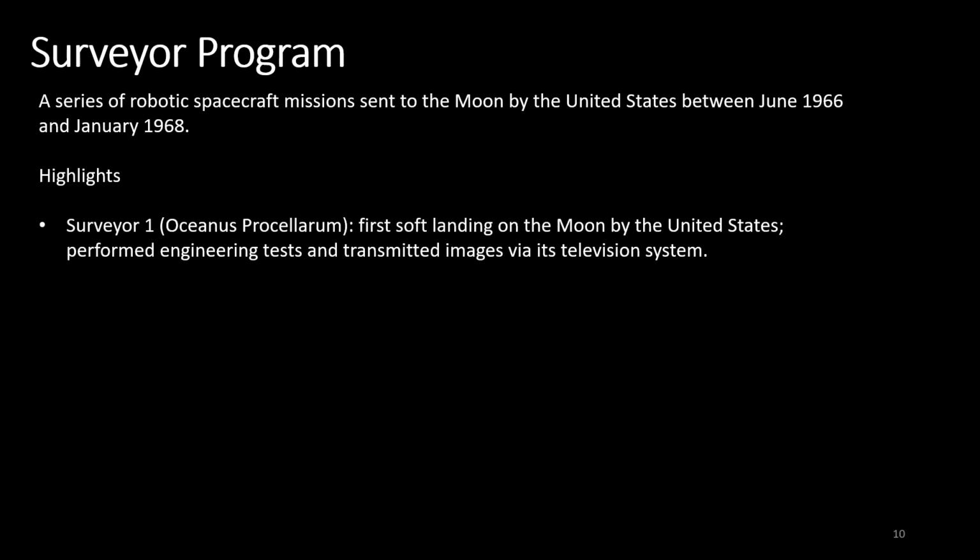Surveyor 1 landed in Oceanus Procellarum. It was the first soft landing on the moon by the United States. This probe performed engineering tests and transmitted images via its television system.